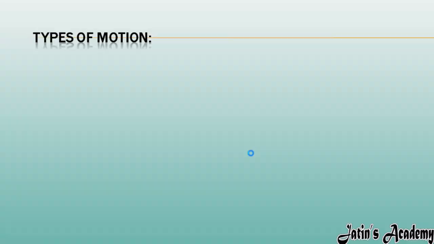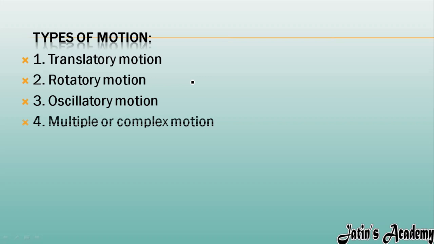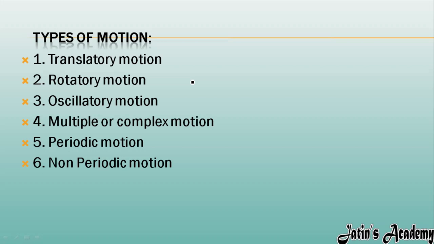Next topic we are having here, types of motion. So here in this chapter we are going to learn about the different types of motion. Their names are translatory motion, rotatory motion, oscillatory motion, multiple or complex motion, periodic motion, and non-periodic motion. So here we are going to discuss these six types of motion. Plus this, we are going to discuss uniform and non-uniform motion also. Fine. So these motions we are going to discuss with their definitions and with appropriate examples also.